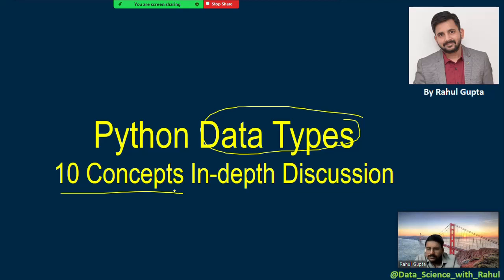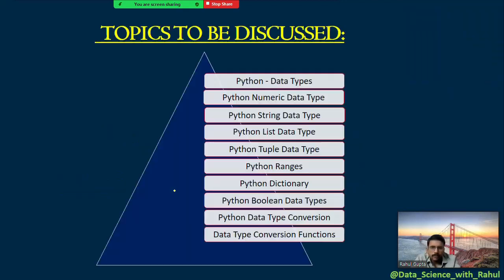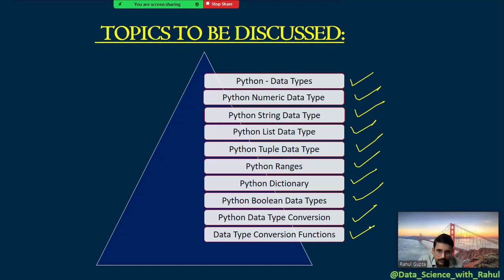So now let's discuss first what we are going to learn. We'll learn what the Python data types are, what the numerical data types are, string data type, list, tuple, range, dictionary, Boolean data types, and how we convert one data type to another, as there are different conversion functions, correct? So these 10 concepts we are going to discuss in this video in detail, so stay tuned till the last, okay?